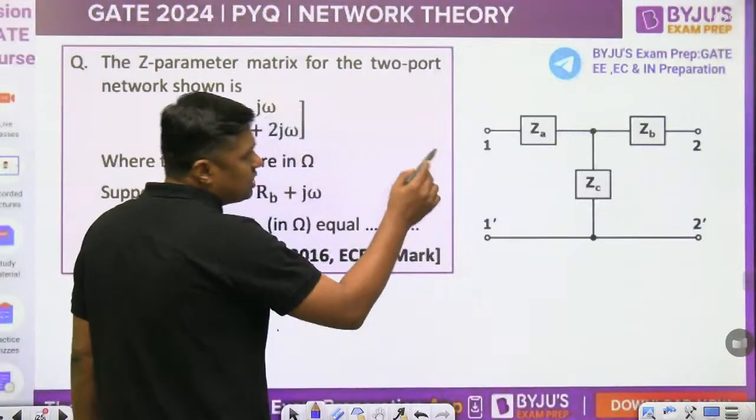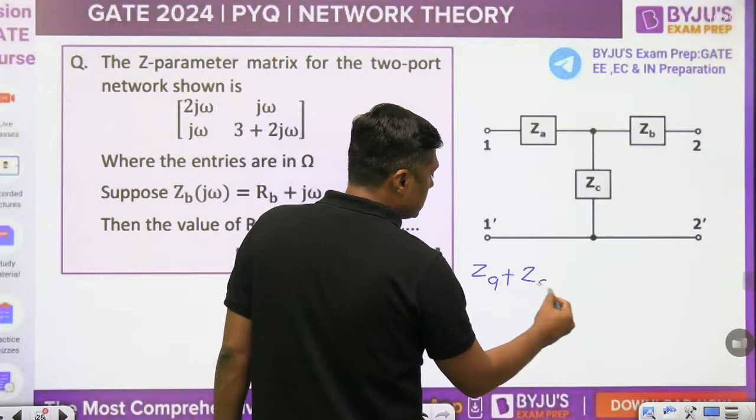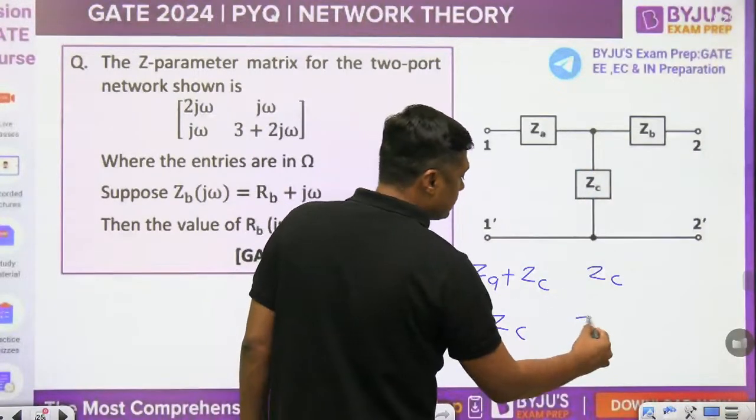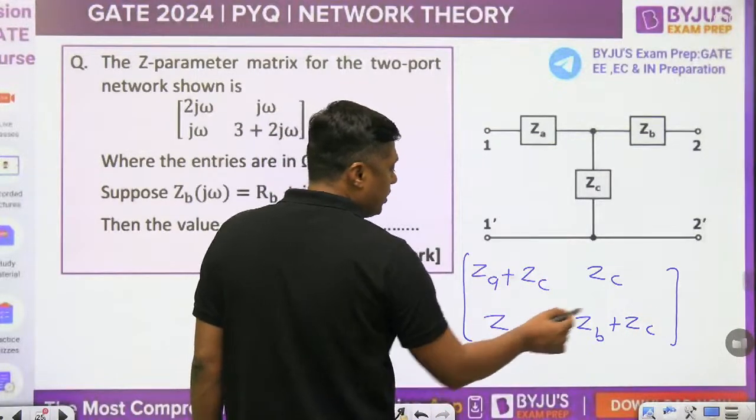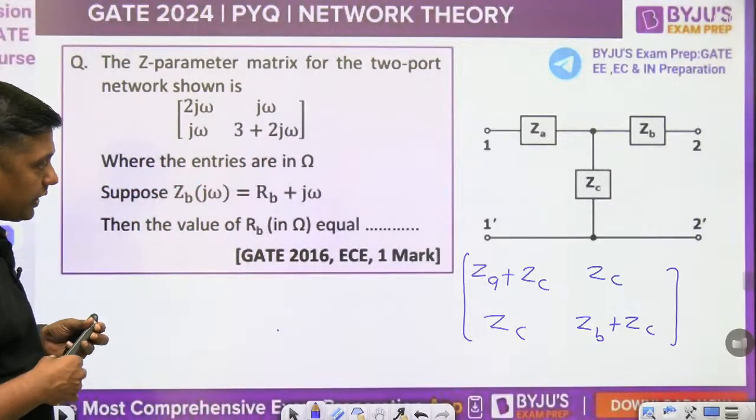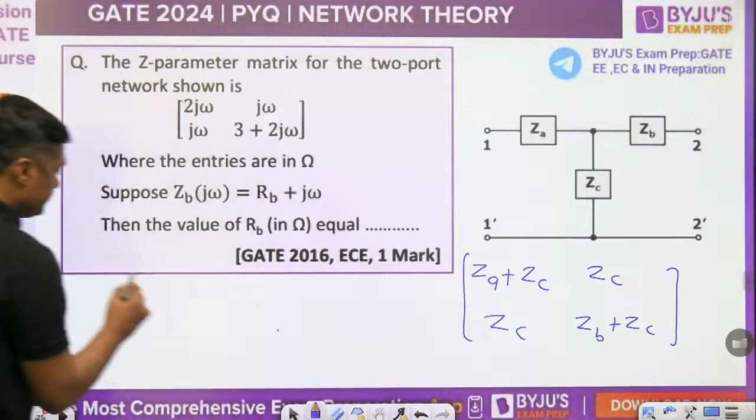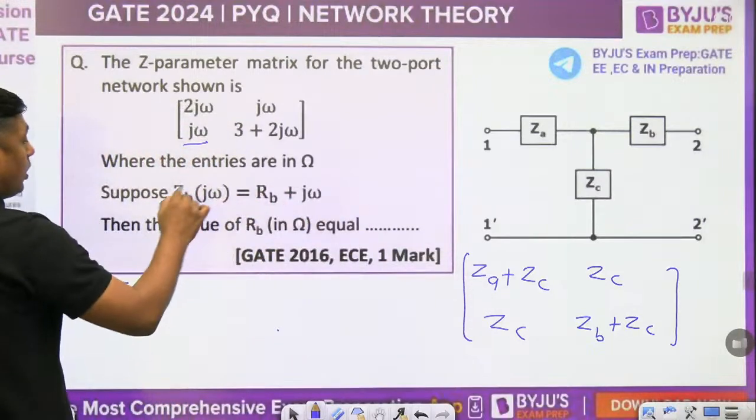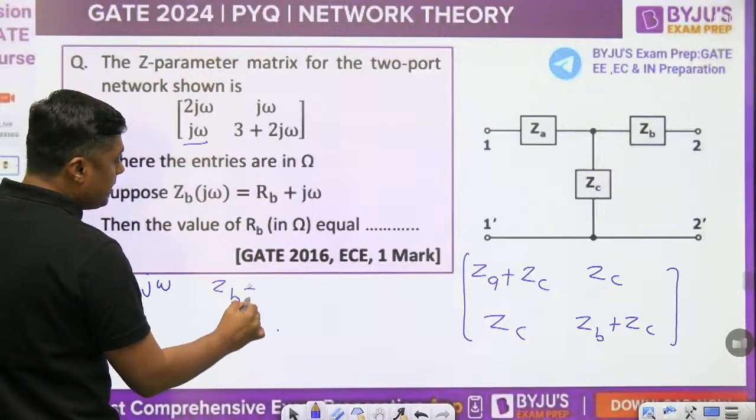What are the Z parameters for a T network? Z11 is ZA plus ZC, Z12 and Z21 are ZC, and Z22 is ZB plus ZC. These are the 4 Z parameters, Z11, Z12, Z21, Z22. Okay, what is given here? Suppose ZB is equal to RB plus J omega. Now from this you can compare: ZC is equal to J omega. And ZB is given as RB plus J omega. Okay, remember.